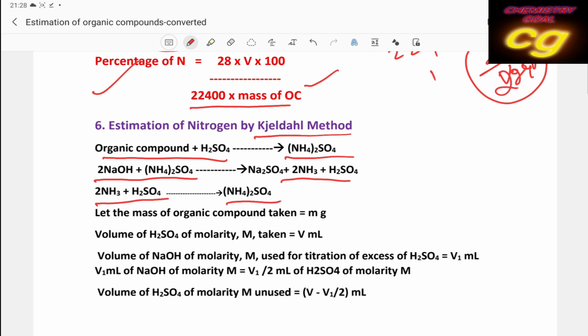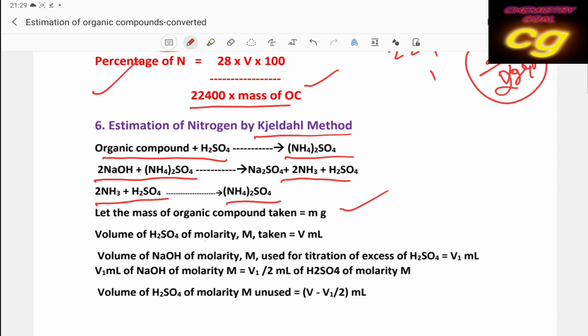So ultimately, ammonia gas produced from the organic compound is again converted to ammonium sulfate. So how can we calculate the percentage of nitrogen in the organic compound in this method? The procedure is like this. Let the mass of organic compound taken be m gram.